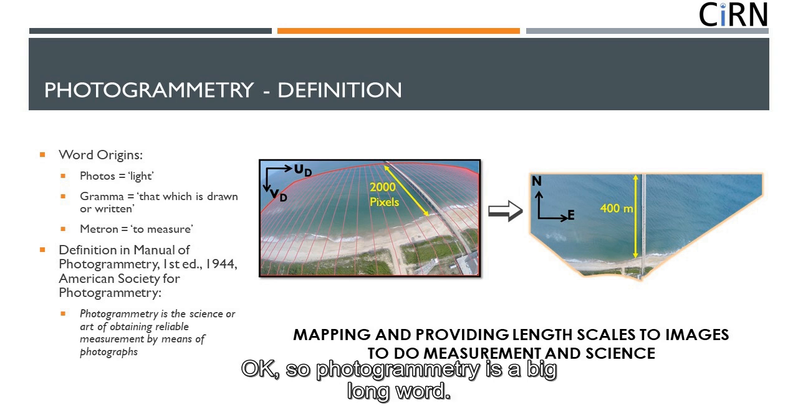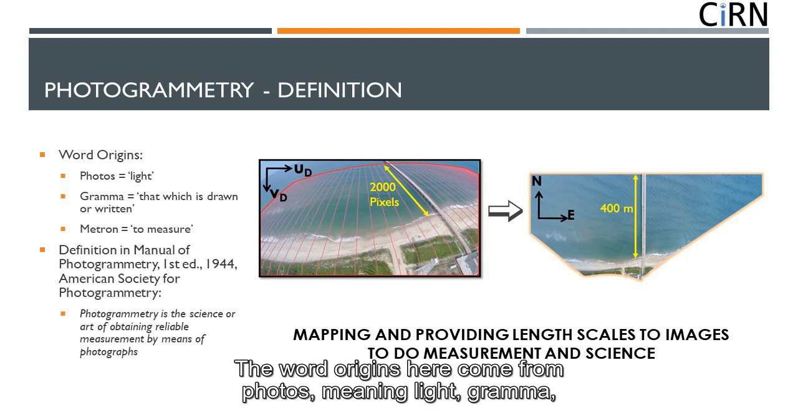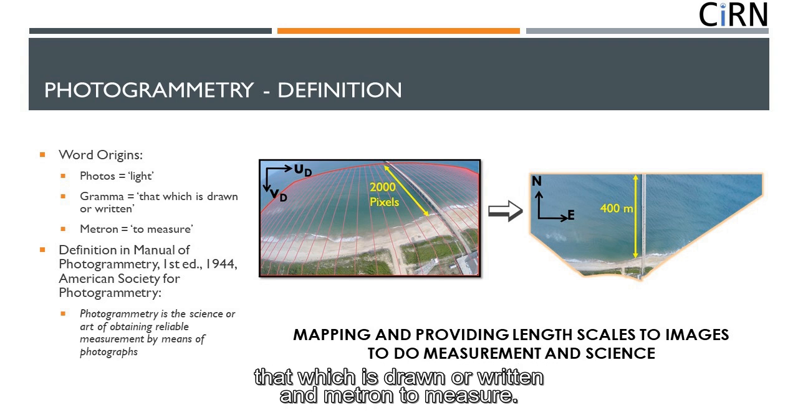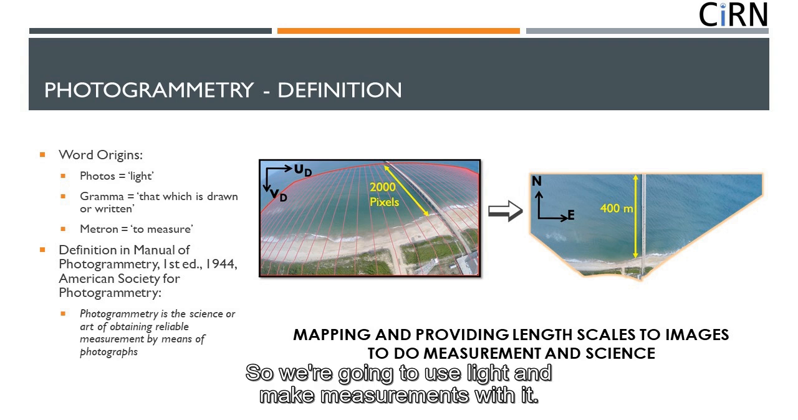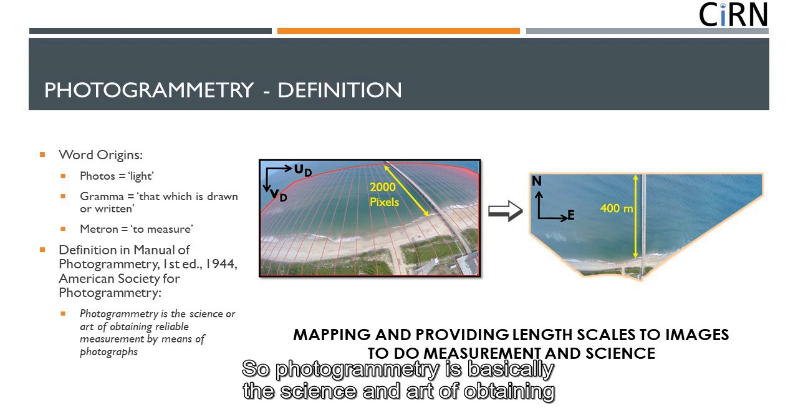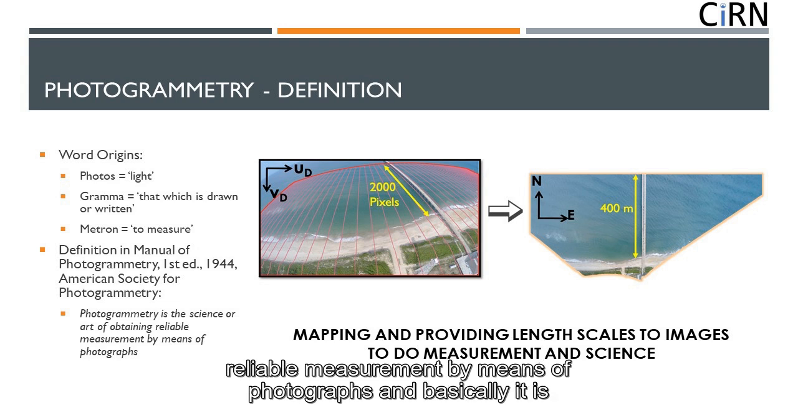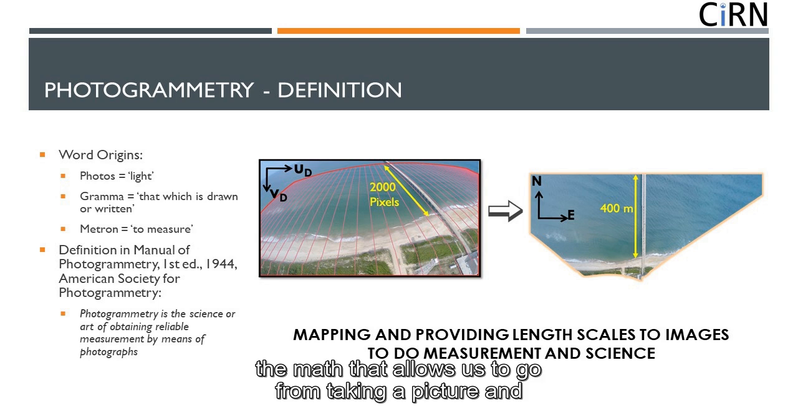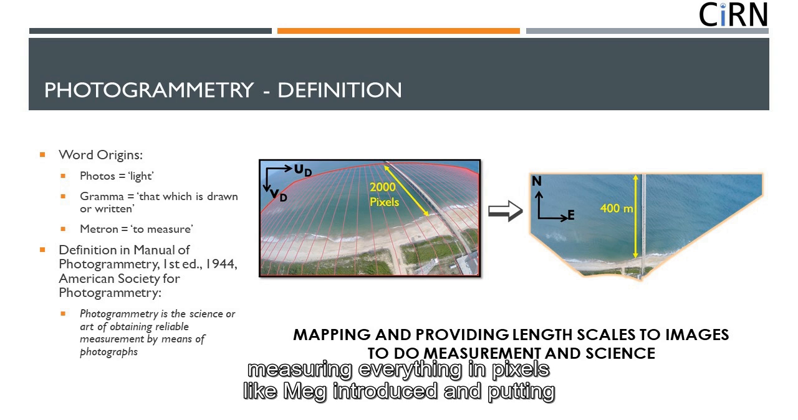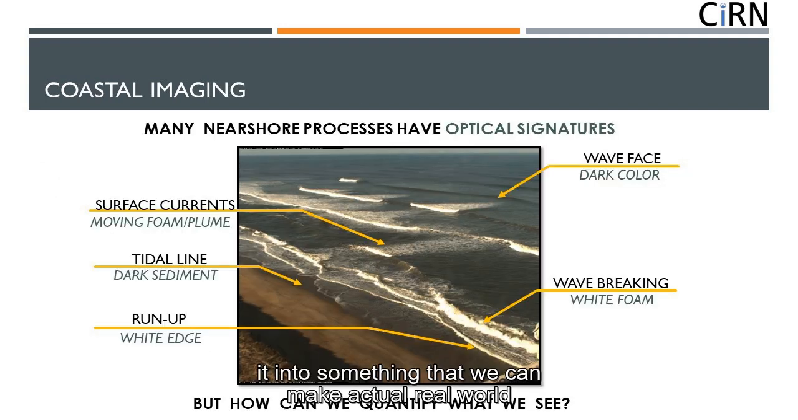Okay, so photogrammetry is a big long word. What does it mean? The word origins here come from photos, meaning light, gramma, that which is drawn or written, and metron, to measure. So we're going to use light and make measurements with it. So photogrammetry is basically the science or art of obtaining reliable measurement by means of photographs. And basically it is the math that allows us to go from taking a picture and measuring everything in pixels, like Meg introduced, and putting it into something that we can make actual real-world measurements in.